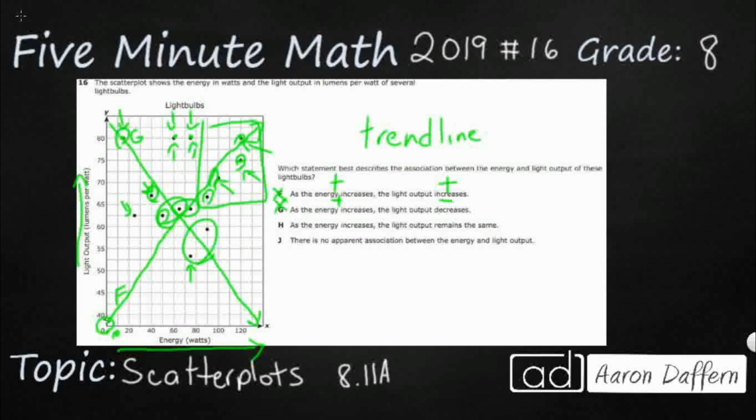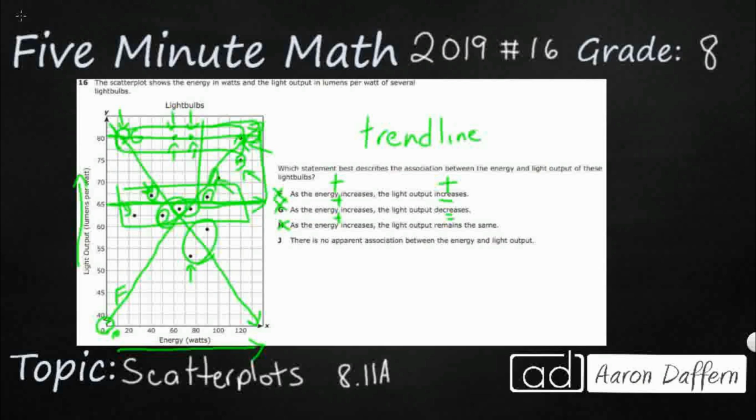Let's check H. As the energy increases, the output remains the same. So we would just have to randomly try to draw a line that goes straight across. Maybe we could draw a line there. It would hit some of those dots, but not all the others. We could draw a line up there at 80. It would hit these dots, but then it would skip all the others. So there's no straight line across that would hit all the dots.